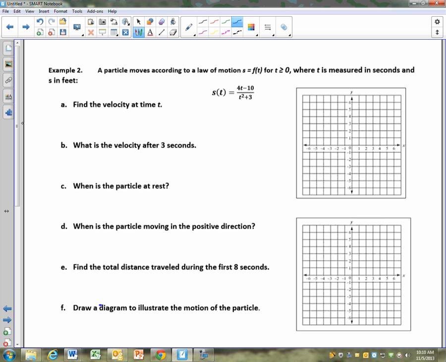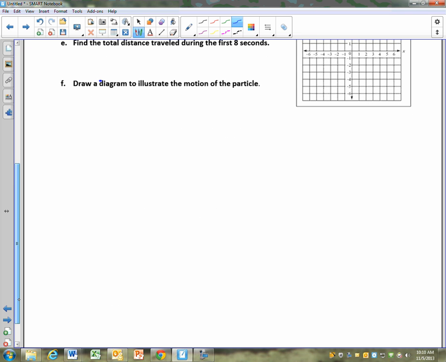So we start here. It says a particle moves according to a law of motion, s equals f of t, for t greater than or equal to 0, where t is measured in seconds and s is in feet, find the velocity at time t. How does the velocity function relate to the position function? The derivative. So I need to find the derivative of this. How do I find the derivative of this? I use the quotient rule. So let's go ahead and use the quotient rule. f of t is equal to 4t minus 10 over t squared plus 3.